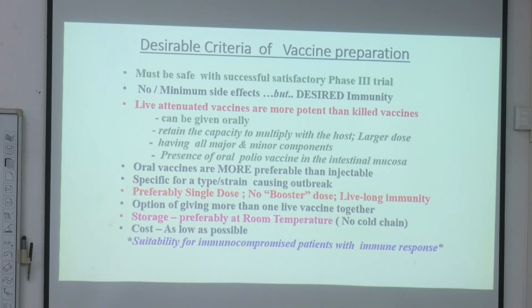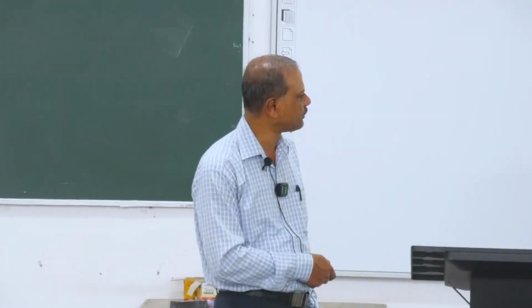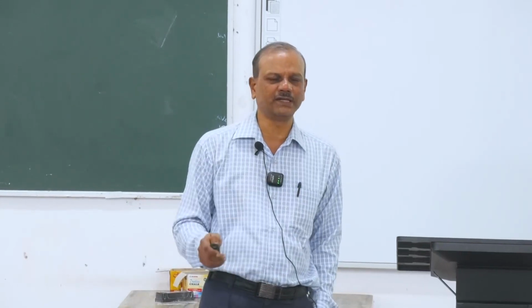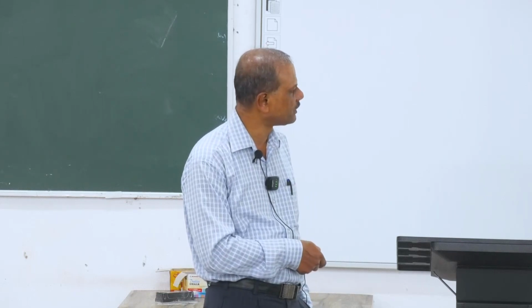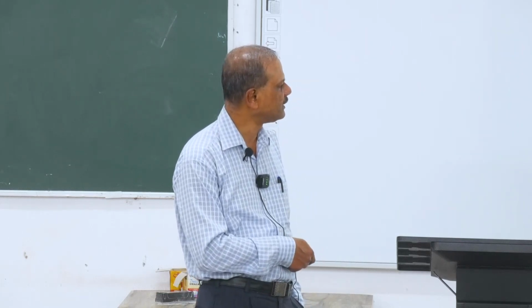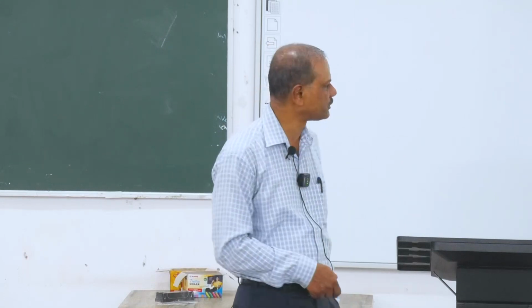There should be an option of giving more than one live vaccine, since 2 live vaccines are not given together. So, that option must be there. If you want to design a vaccine, try to look for this opportunity. As for storage, another big issue is maintenance of the cold chain. If the cold chain is not maintained, if you give the vaccine, there is no effect of the vaccine. So if a vaccine can be stored at room temperature, that will be the preferred vaccine. And cost, of course, as low as possible.